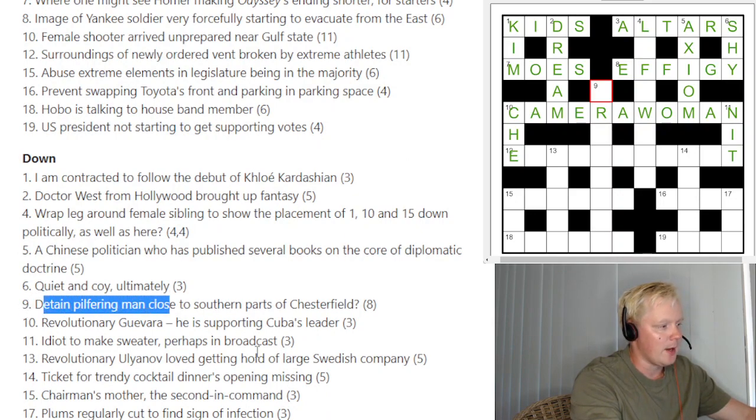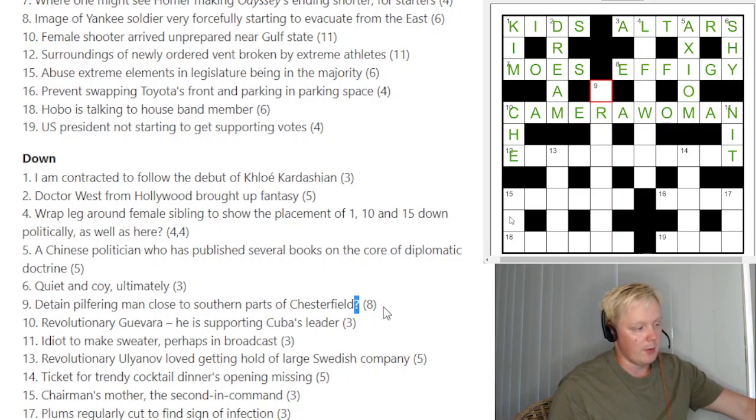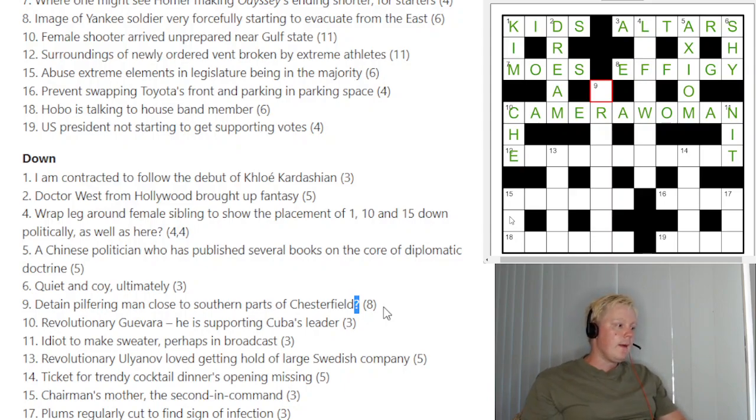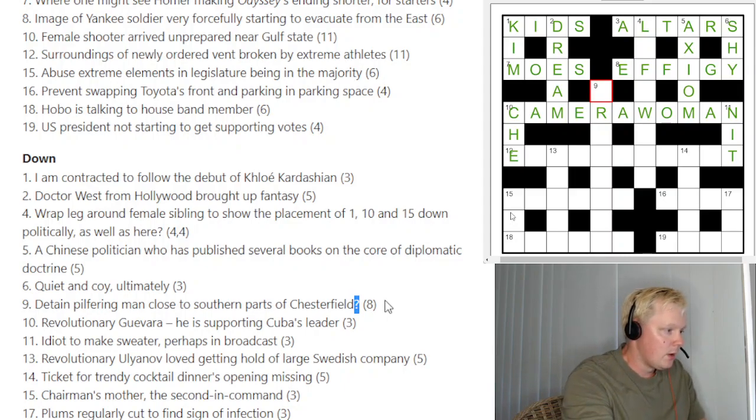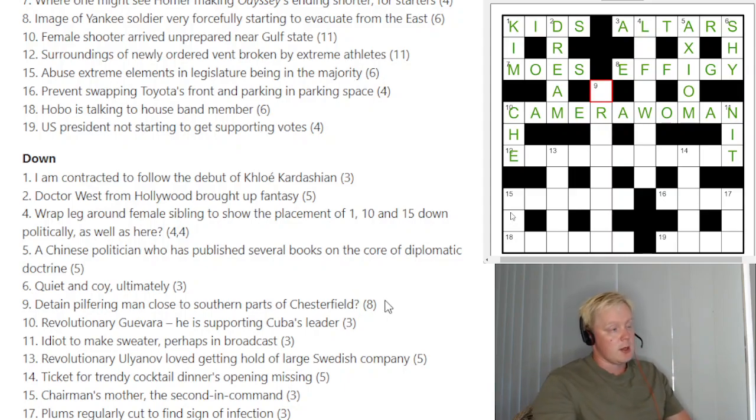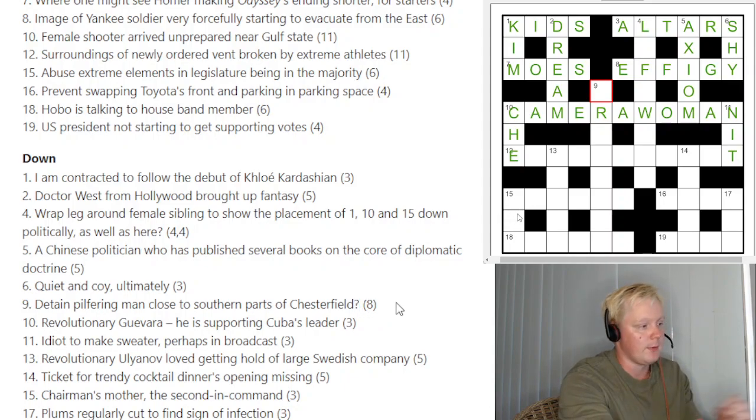Detained pilfering man close to southern parts of Chesterfield, with a question mark. Now, the question mark, as we talked about, can mean that something in the clue needs to be read in a non-standard way, or it can be a definition by example, as we discussed in part one.